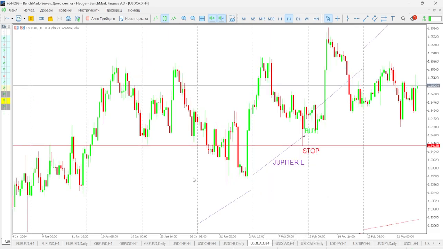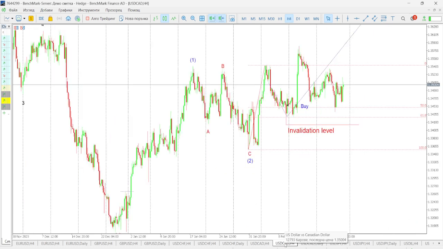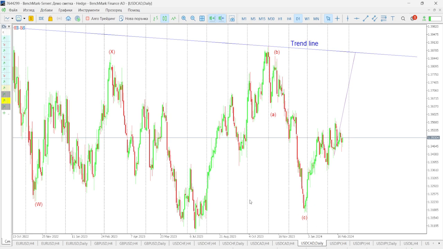USD Canadian, our signal was here 2 weeks ago, and is still valid. The stop should be here. In terms of Elliott wave, I expect the price to continue going up, and on a daily time frame I see this scenario.